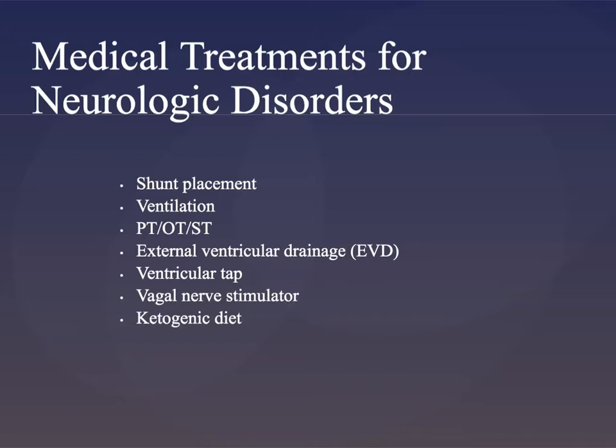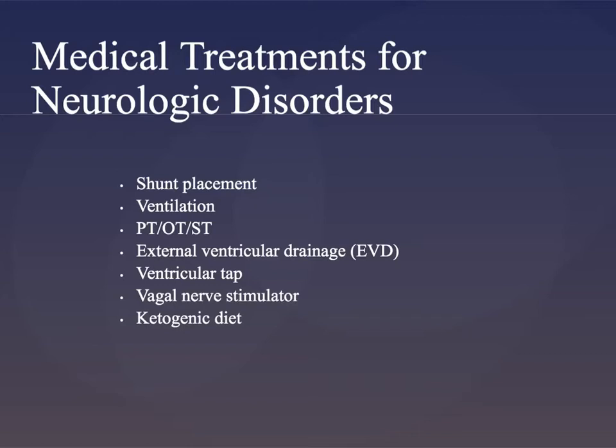PT, OT, and speech therapy. These are all to help improve the motor function of the children. So they can have intellectual disorders. They can have slowing of their ability to do normal movements after they've had the head injury or whatever is causing them problems, and so we need to work with them so they can regain that strength and relearn how to use their body appropriately.